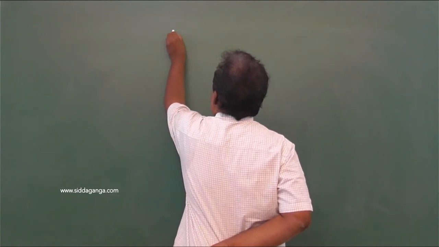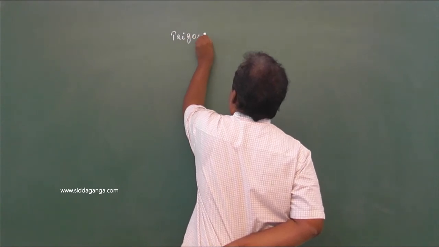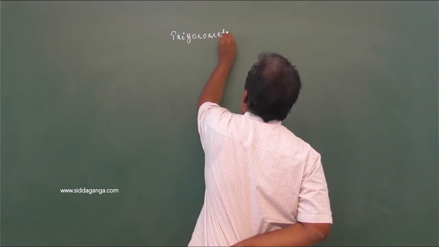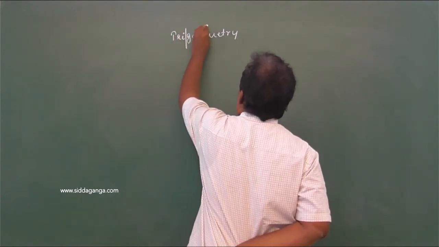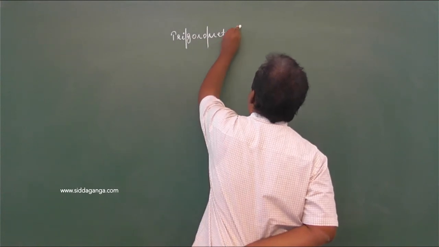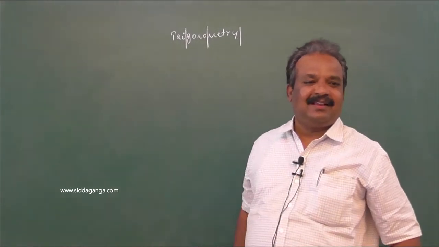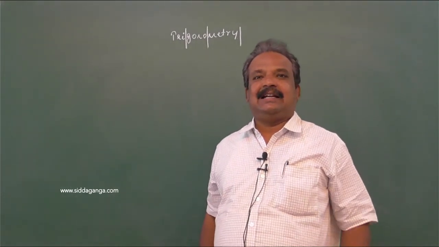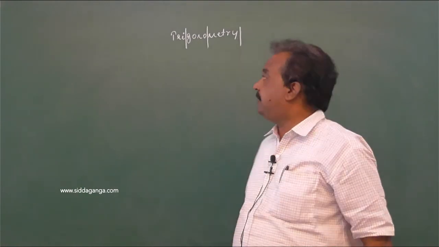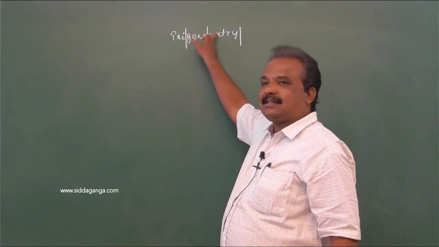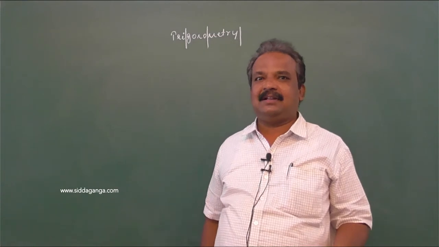Basically, what is trigonometry? Tri means 3, gono means angles, metry means measurement. You know it already. The branch of mathematics which deals with the measurement of three angles system. Three angles system means what for us? It is nothing but triangle.